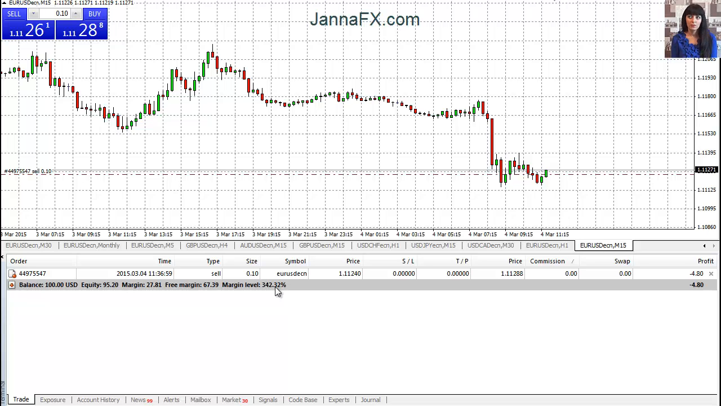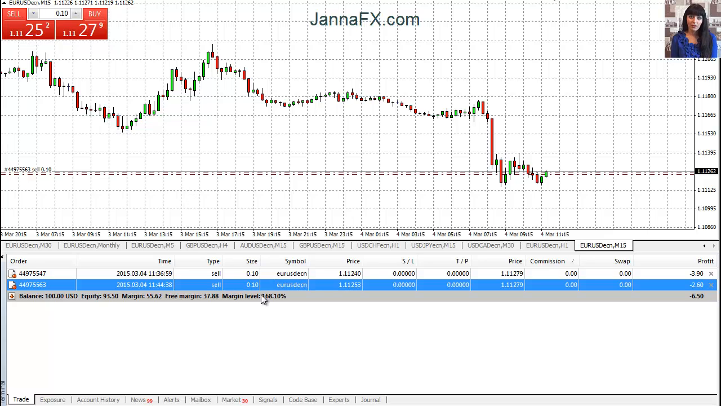That means the positions will be automatically closed. The biggest losing position will be automatically closed first to release margin, to release more money for the account, if you don't do anything during the margin call. So let's see how it's happening.